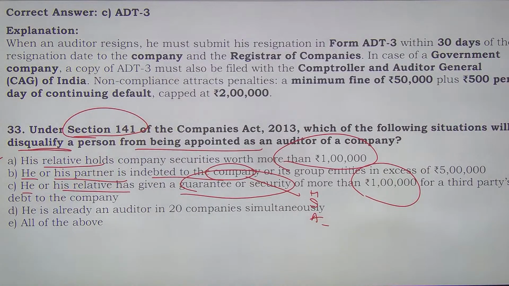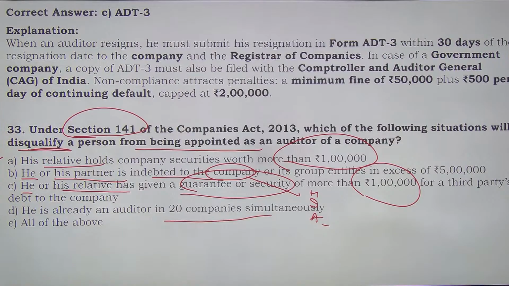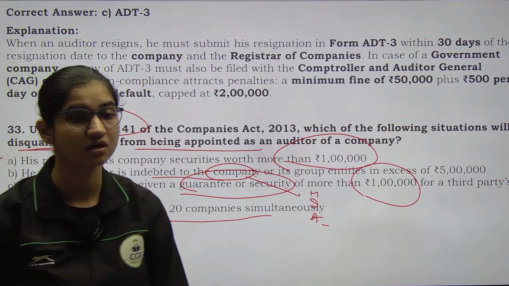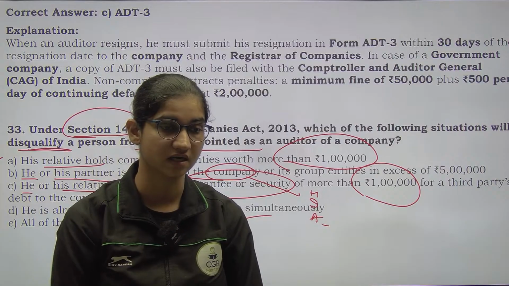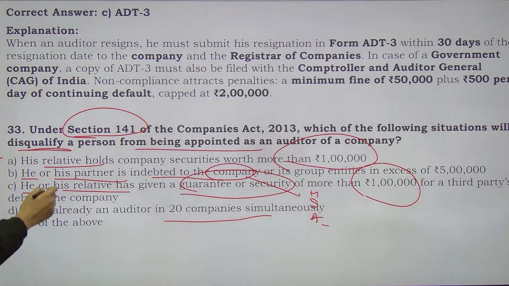Okay, and he is already an auditor for 20 or more companies simultaneously. So will he be eligible to become an auditor still if these conditions are there, or will he be disqualified? That is the question. So he will be disqualified in all these above scenarios.